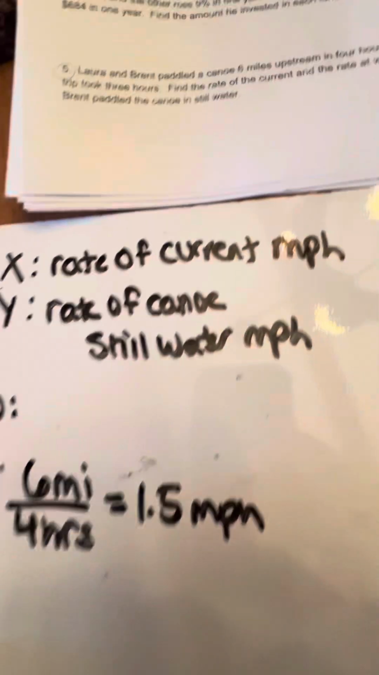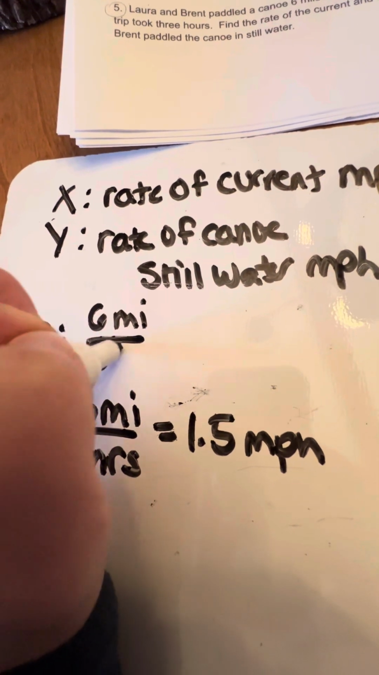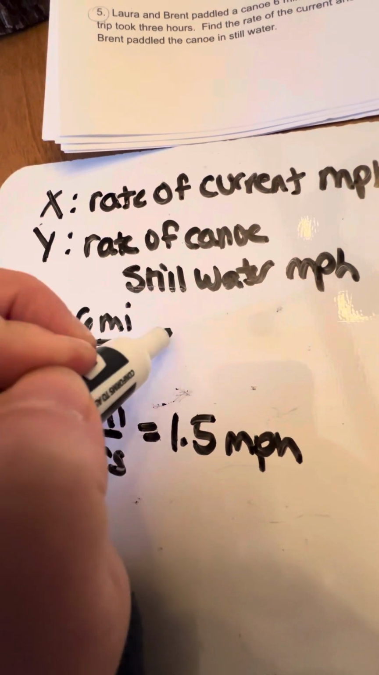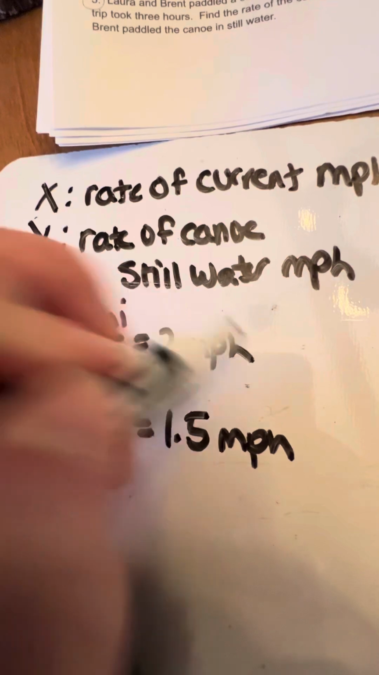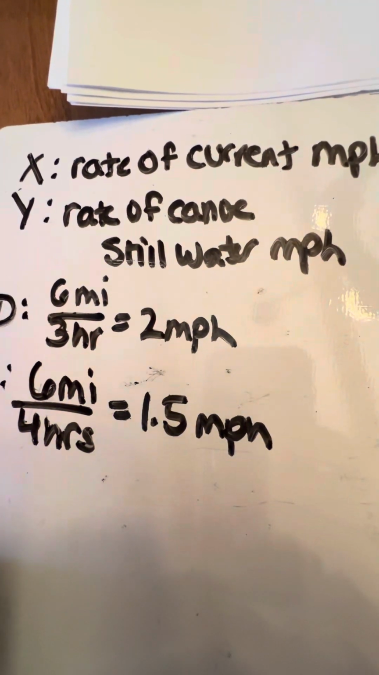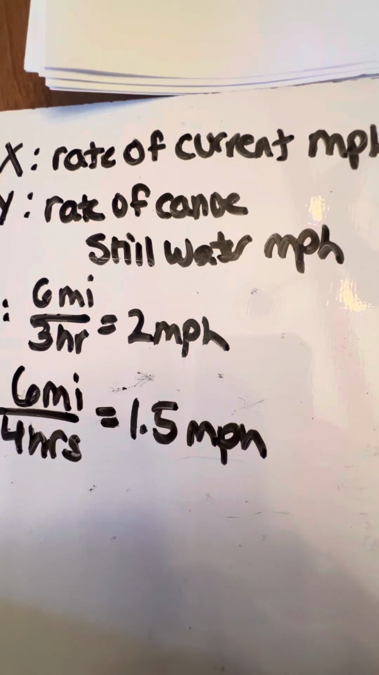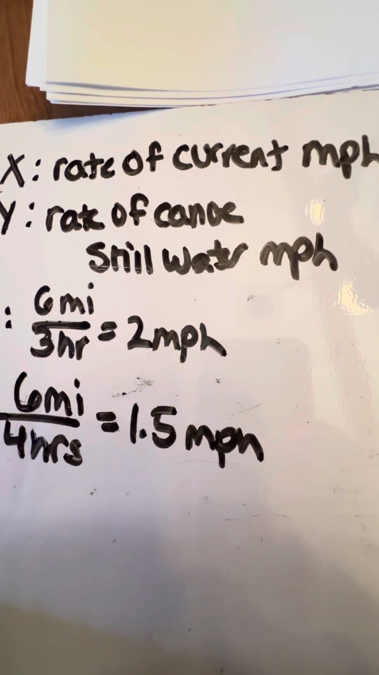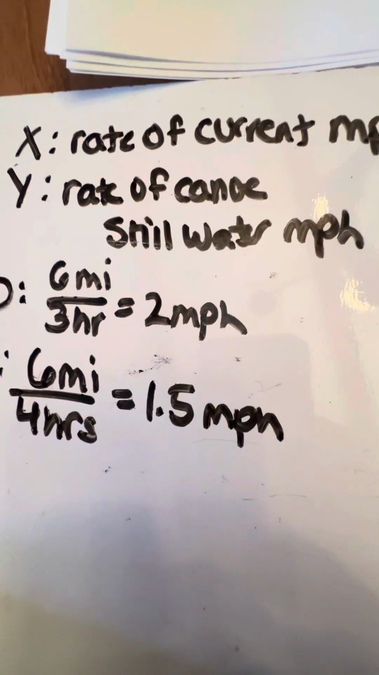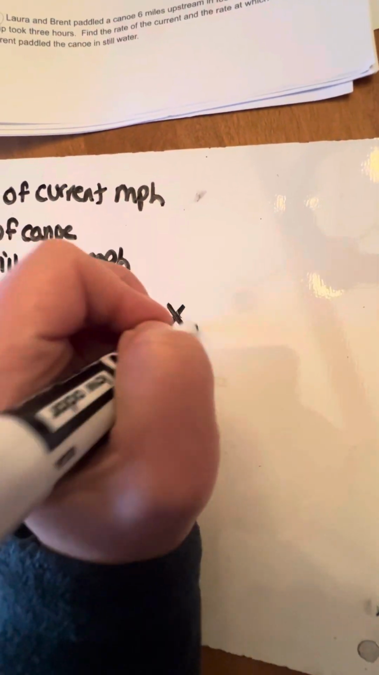And then when we do the downstream, the downstream took 3 hours for that same trip, same distance. So 6 miles divided by 3 hours, which means it's 2 miles per hour. So now that we have the miles per hour part figured out, we can do a simple equation, which talks about when the water's going together, which would be your X and your Y continuing in the same path, the same motion, same direction. So we have X plus Y.